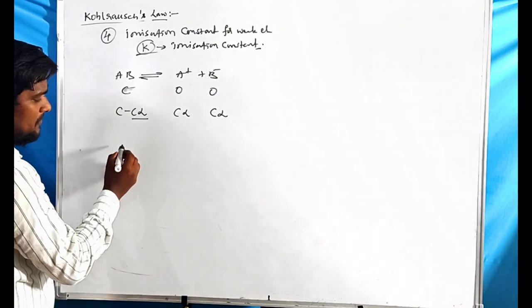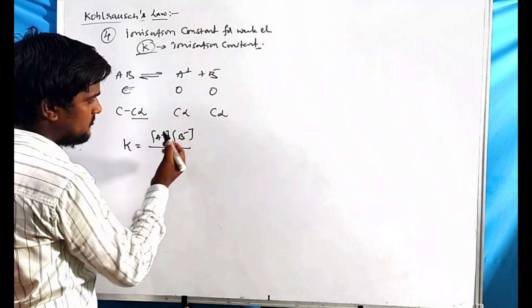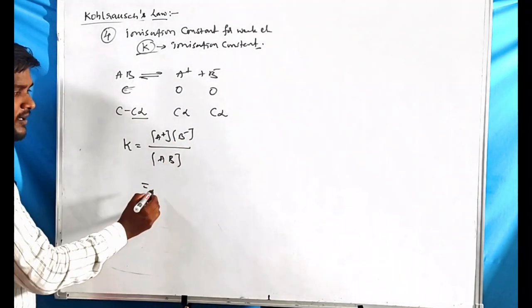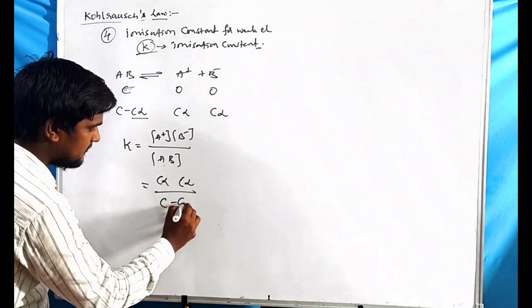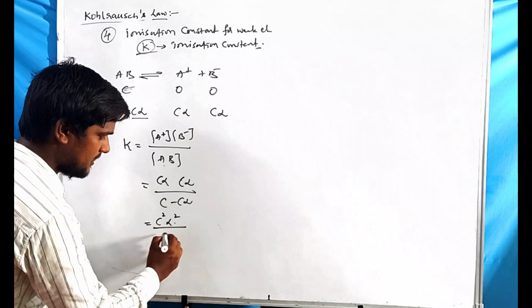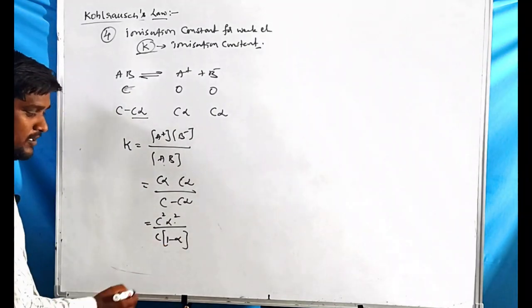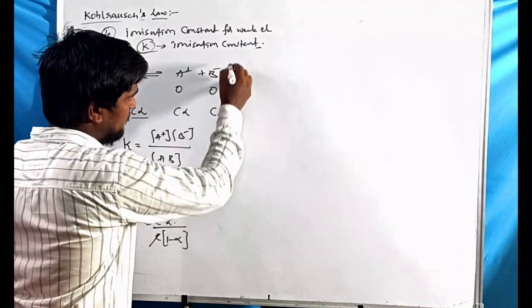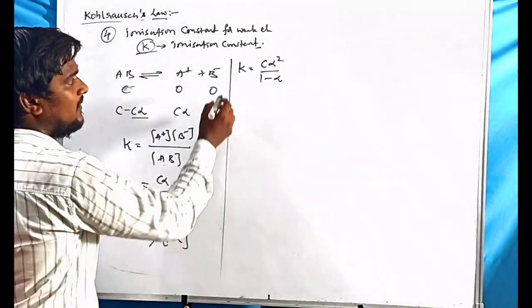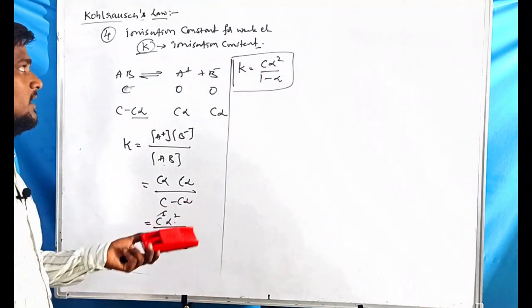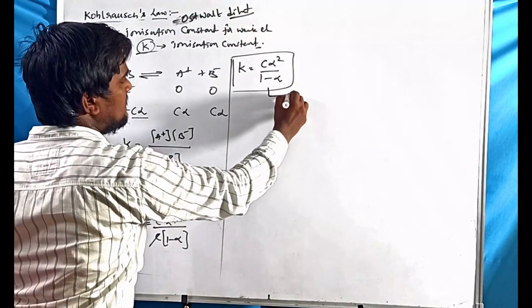Now at equilibrium concentration, K is equal to the concentration of products by the concentration of reactant. That is the equilibrium constant. Now let us substitute those values. A plus is C alpha, B minus is C alpha, and AB is C minus C alpha. So we get C square alpha square by C into 1 minus alpha, and we keep C as a constant. Now C square is cancelled, and we get K is equal to C alpha square by 1 minus alpha. This is for a weak electrolytic solution, and it is called the Ostwald dilution law. Let us call it equation number 1.